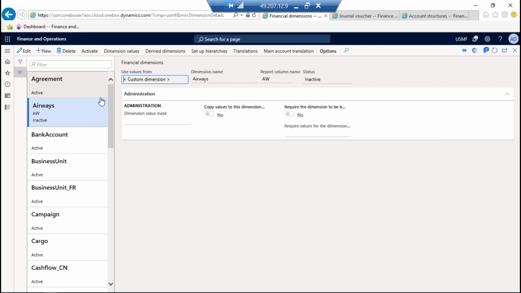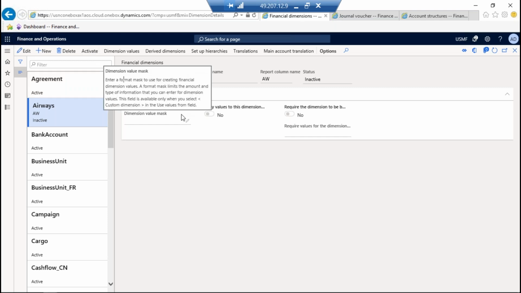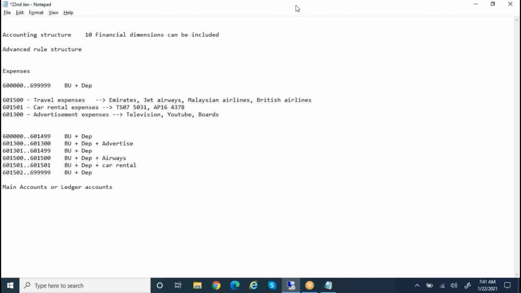Understood? So this activation is not available in 2012. In 2012, if you create it, you can use it. But the difference between AX 2012 and Dynamics 365 is that the activate button is not available in 2012. That means once it is created, it is readily available to use.